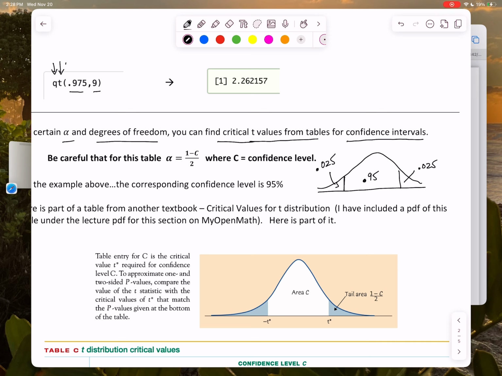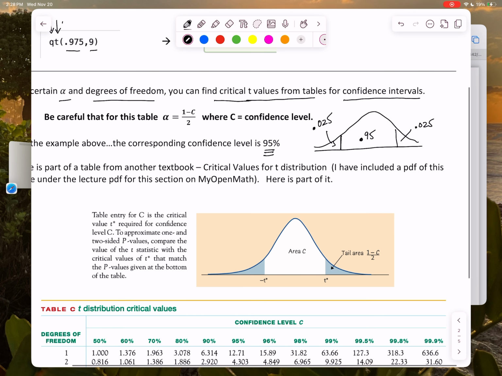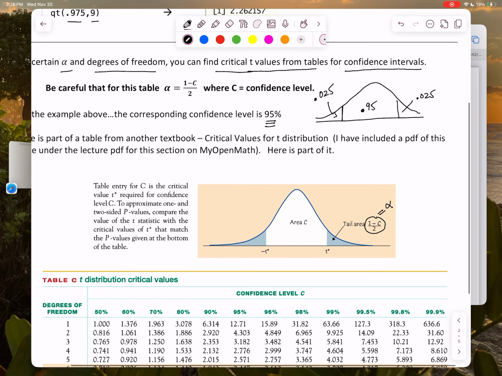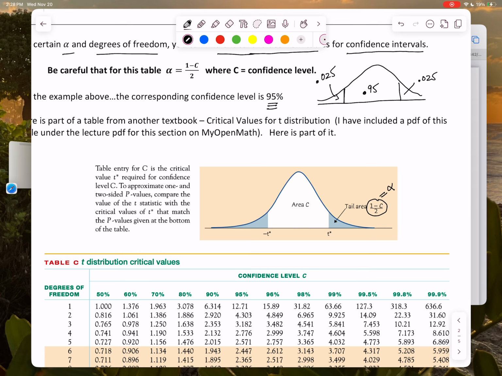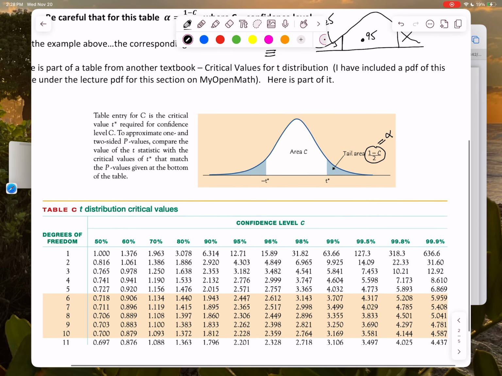So this would be for a 95%. On this table, they're showing it like this. So be careful, your author is calling this whole thing alpha. But if we use this table when we go to do confidence intervals to find these critical T values, in my opinion, they're actually easier.